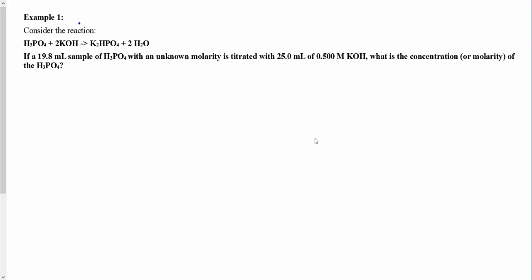Hi there. Let's work out this question, example 1 from our lesson, in which we're being asked to find the concentration of our sample, which in this case is our acid, and we need to use the steps from a titration using molar concentration as well as just basic stoichiometry to solve this question. So let's go ahead and do it.